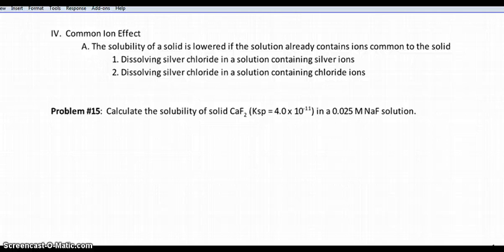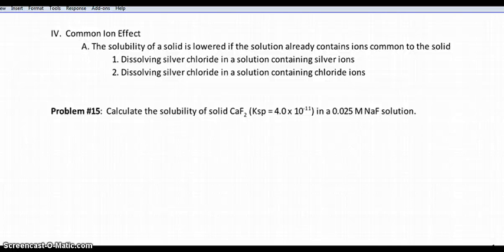We saw the same idea when we talked about buffers, and that is when you had a buffer and you had, let's say, a weak acid, and you also had in solution its conjugate base. You also had the opposite. If you had a weak base and you also had in solution its conjugate acid, how does it affect the pH and the pOH? We can say the same thing here. If you have at least one of the ions present to start with in solution, how will that actually affect your solubility of this ionic solid? So let's go through the math and let's see what happens.